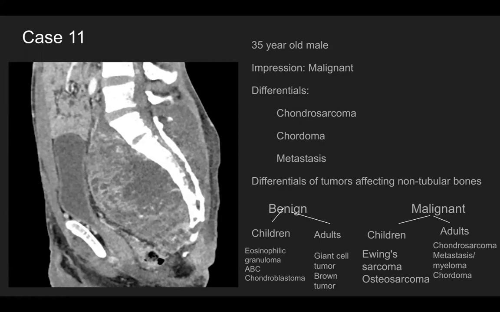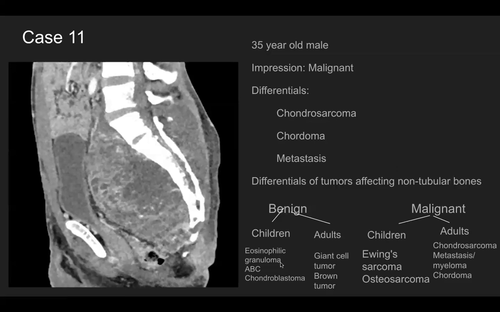Other flat bone examples are skull bones, sternum, ribs, pelvic bones, iliac blade, sacrum, pubic rami. Then small bones such as patella, carpal bones, tarsal bones. So whenever we see a tumor in these areas, we must think of those tumors which have a tendency to involve the non-tubular bones. So if you see a benign tumor in a non-tubular bone in a child, then you should think of eosinophilic granulomas, aneurysmal bone cysts, and sometimes chondroblastomas also.